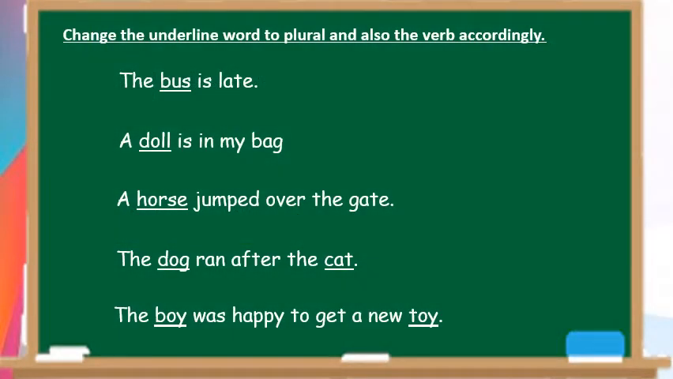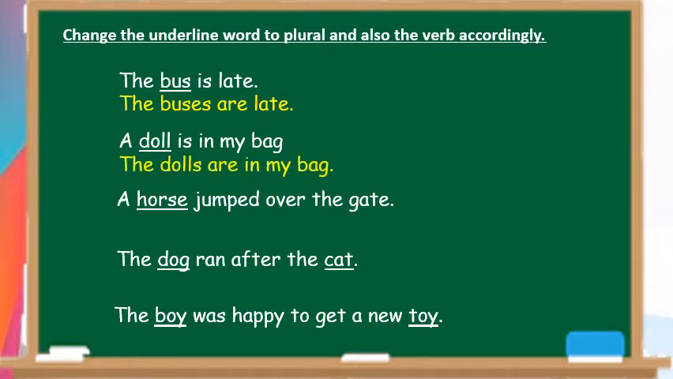Let's try this exercise. Change the underlined word to plural and also the verb accordingly. The bus is late. The buses are late. A doll is in my bag. The dolls are in my bag. A horse jumped over the gate. The horses jumped over the gate.